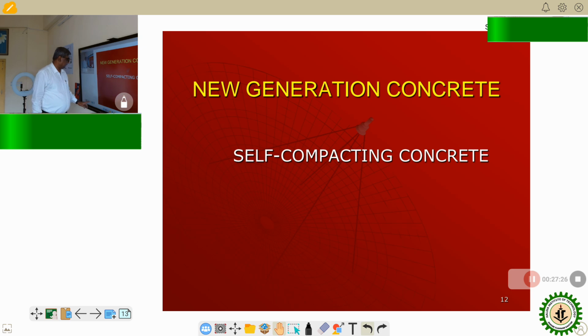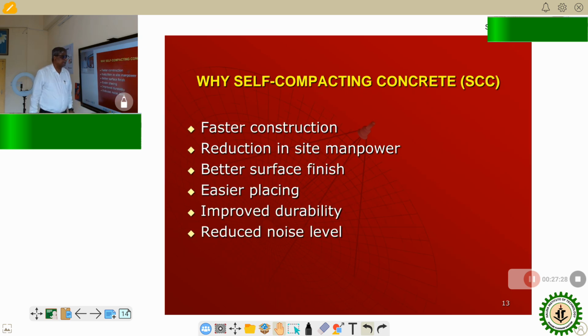And if you slowly go through the benefits, if vibration is not required, obviously there is a reduction in manpower and a faster construction. Pumpable, it will just go to the top and concrete will come out from some pipe, like tap water. Easier placing because it will go to different places automatically, improved durability, and there is no vibration machine or anything, so the noise level is zero.